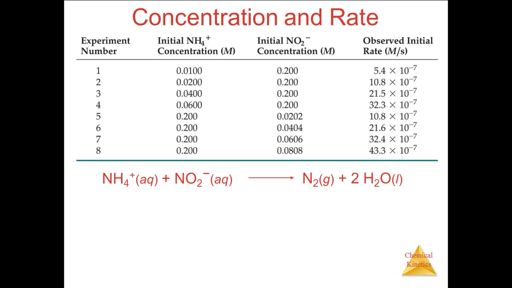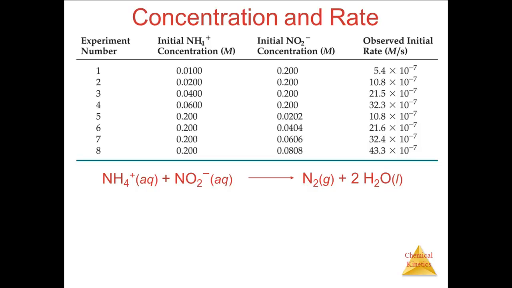Here are the results of a series of experiments for the reaction between NH4+, ammonium ion, and NO2-, nitrite ion, both in a water solution, to produce N2 gas and liquid water. We have measured the initial concentrations of each ion and the initial rate of the reaction, probably by measuring either the volume of N2 gas produced at a constant pressure or the pressure of the gas at constant volume.